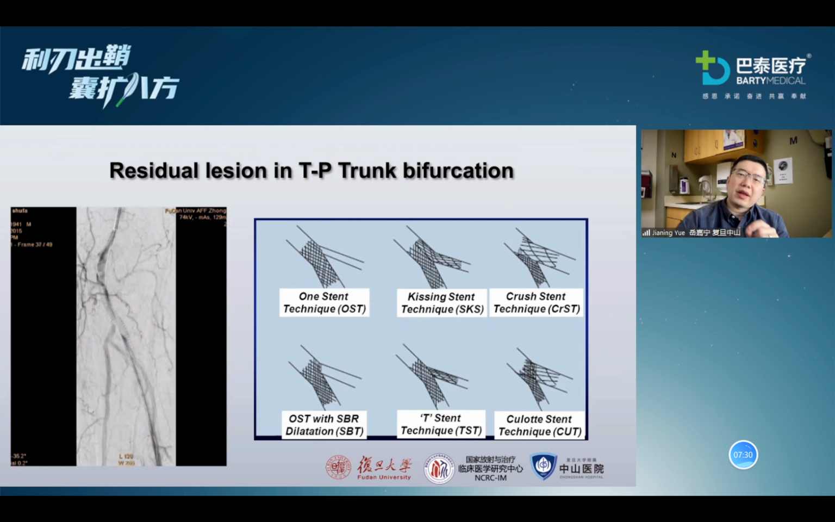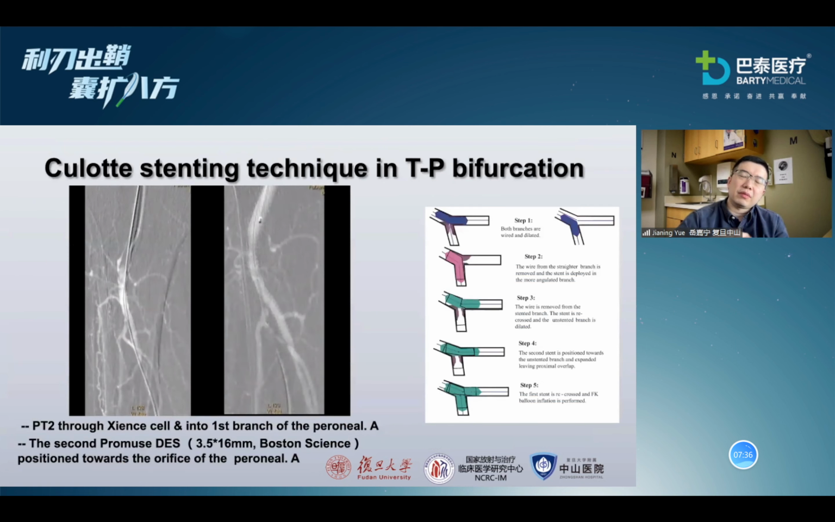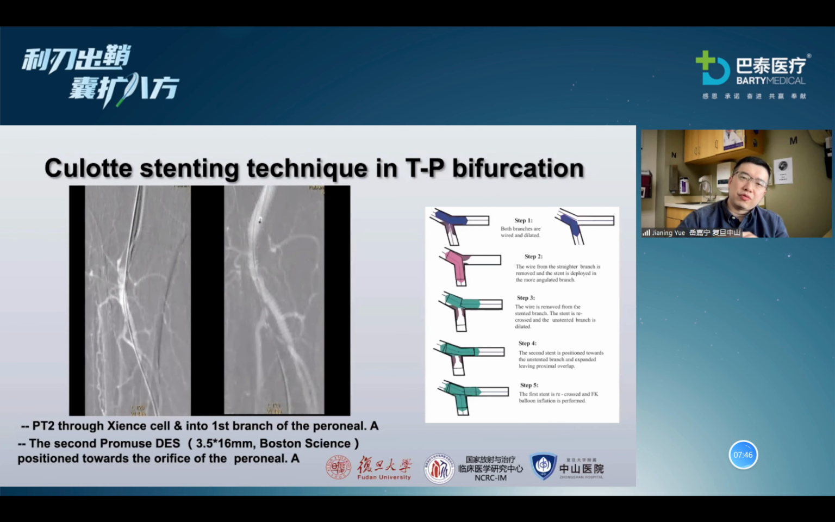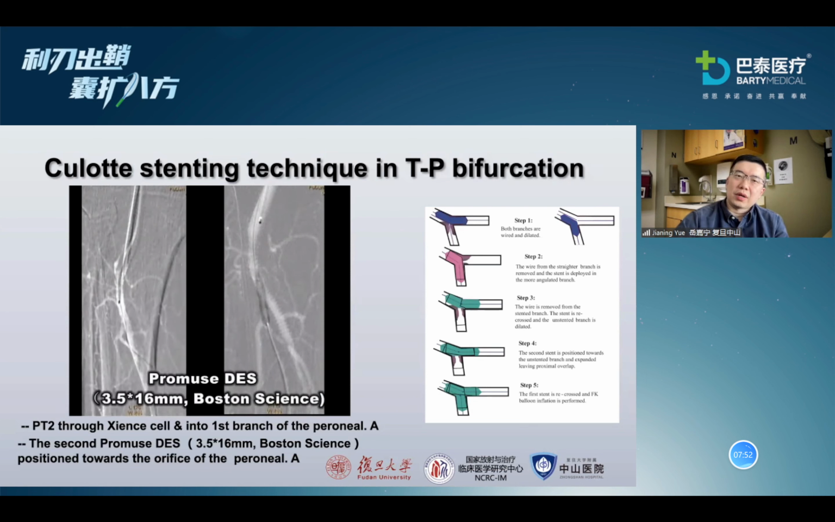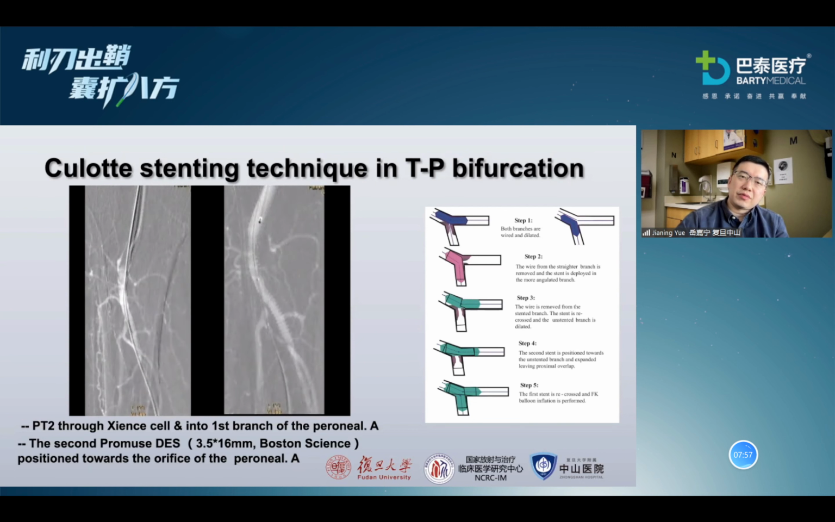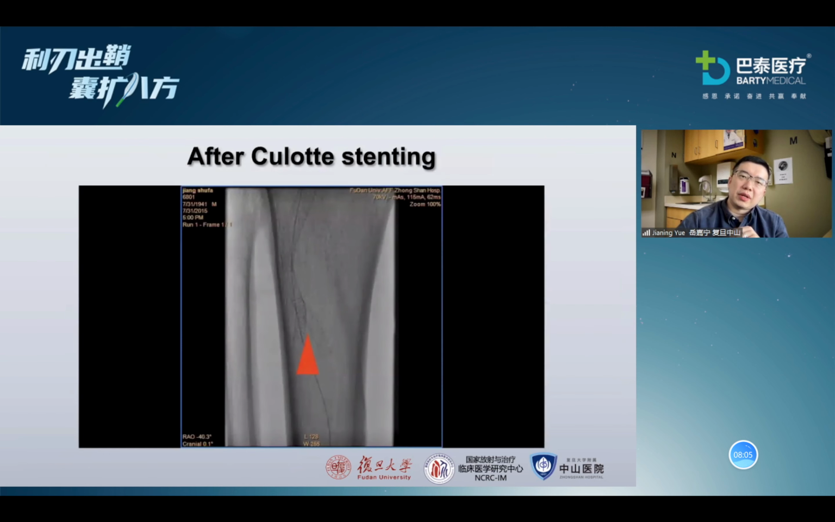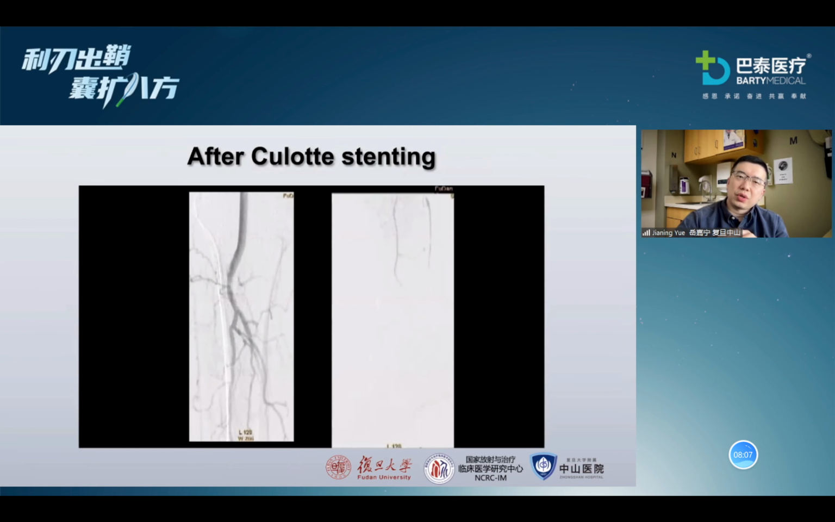We go through the fenestration, and then because it's balloon expandable, we put in the DS. That's how we do it. We go through the fenestration and put in the Boston Scientific DS, and we completed the Culotte stenting, the T shape at the TP bifurcation. This patient was actually able to have a very good treatment.